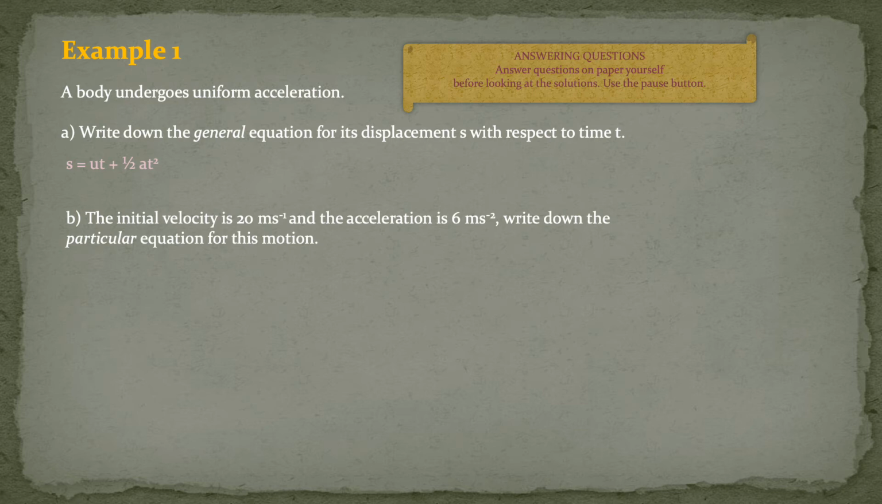Part B. Let's imagine the initial velocity of this body is 20 meters per second and the acceleration is 6 meters seconds to the minus 2. Pause the video and write down the particular equation for this motion. Well, in this case, s equals 20t because u is 20, and a half of a is a half of 6, which is 3, giving us s equals 20t plus 3t squared.